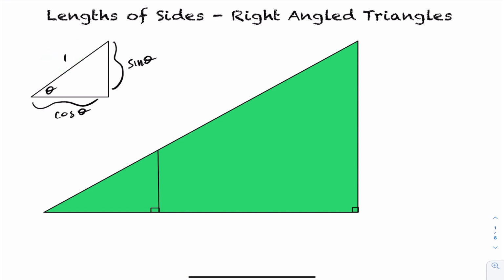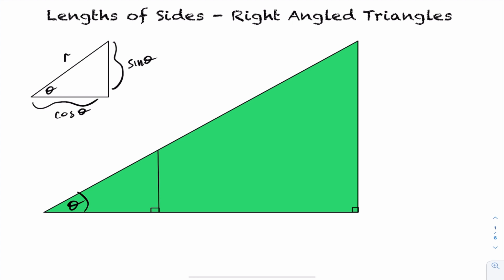hypotenuse of 1. What we want to do is extend this triangle so that we can talk about how you solve right-angled triangles that have an arbitrary hypotenuse. In this case, a hypotenuse of, let's say, r. So to figure out how to do that, let's take a look here.